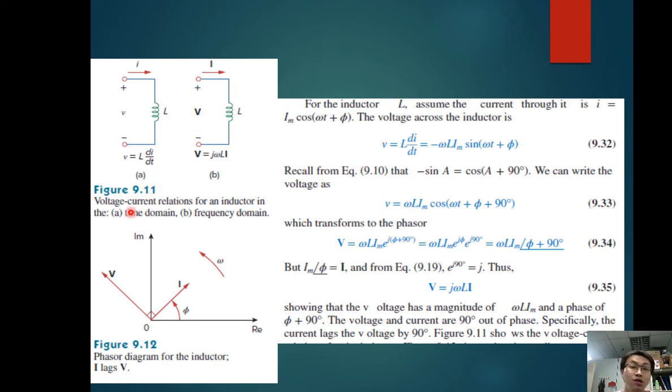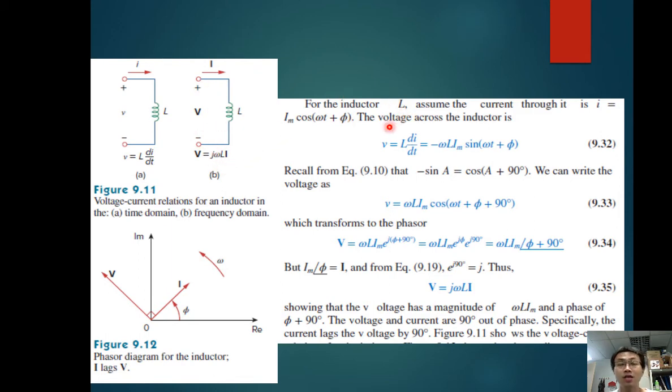For the inductor, the voltage-current relationship in the time domain is like this. If you still remember, in chapter 2 we talked about the inductor. So V equals L di/dt. Plus minus V, this is I, this is L. We can also convert into the frequency domain. How do we get V equals j omega L I? We have a vector V, we have a vector I, this is L, then plus minus V equals j omega L times I.